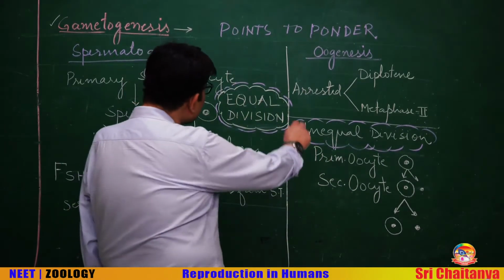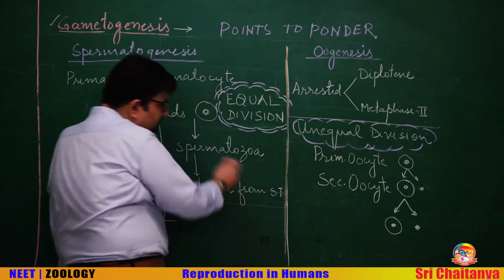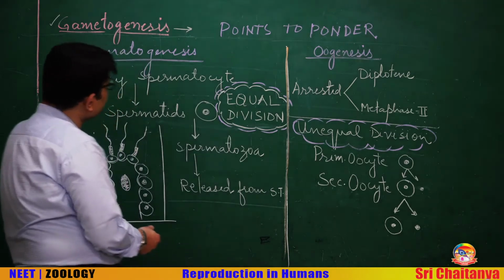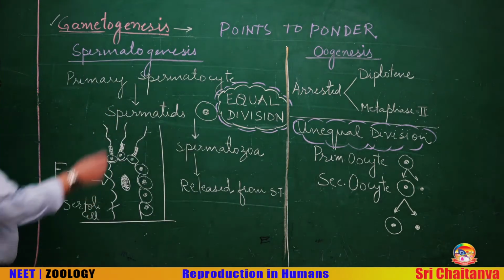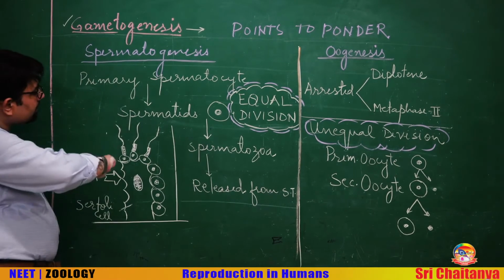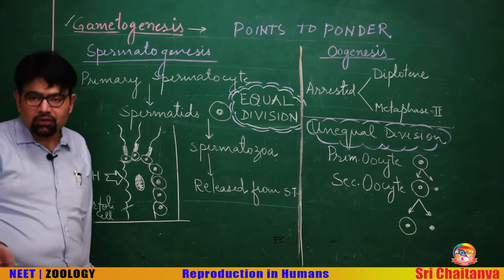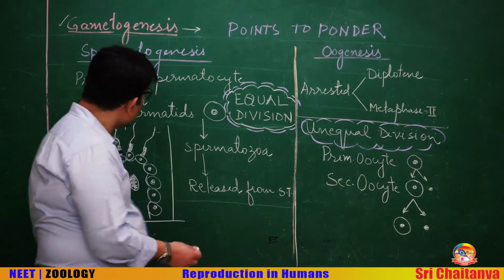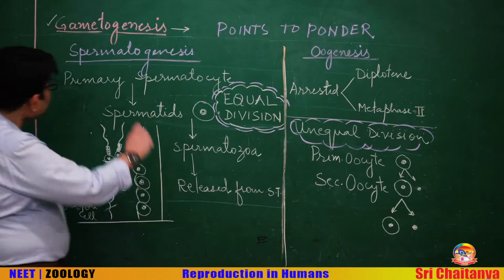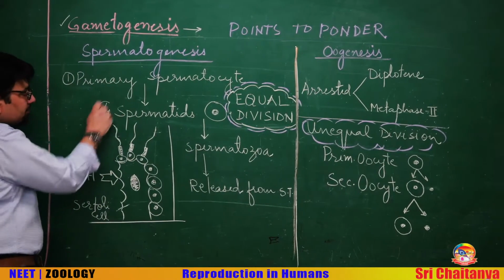What I am doing is comparing spermatogenesis and oogenesis, so that it is very easy to understand. In spermatogenesis, the primary spermatocyte divides to form secondary spermatocytes, which divide to form spermatids.